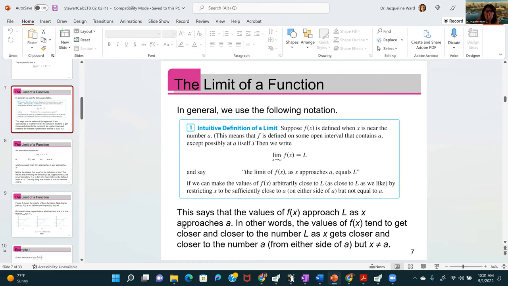So this says that the values of f approach L as x approaches a. In other words, the values of f tend to get closer and closer to the number L as x gets closer and closer to the number a from either side. And we don't even care about x equaling a.